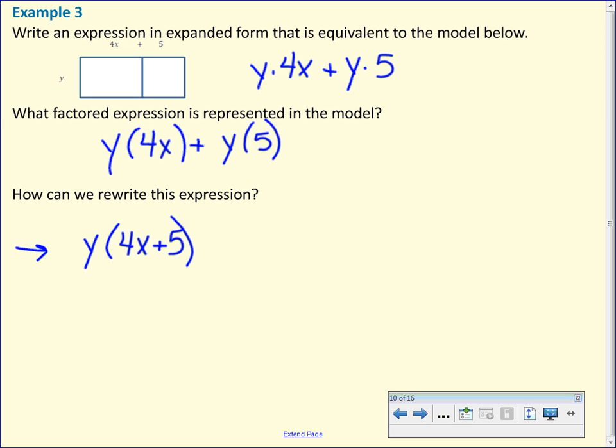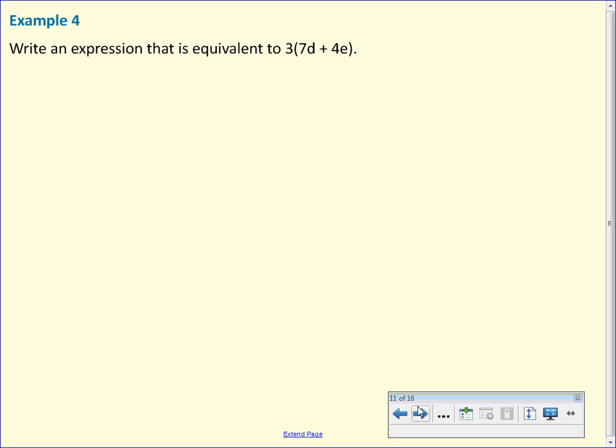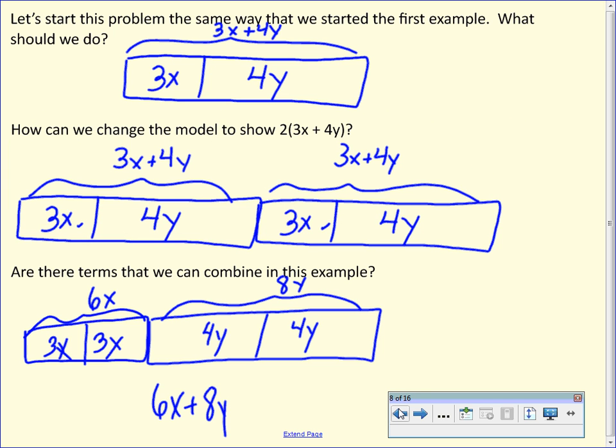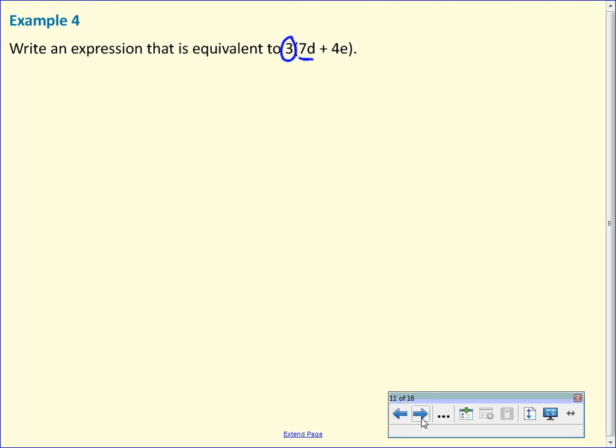Okay? Let's try one without any models. Let's look at example 4. You just told me that I could multiply everything inside the parentheses by that number outside the parentheses. So let's look at the term 7d and multiply it by 3. We multiply the coefficients together. So if I have 3 groups of 7d, how many d's do I have? Just like we did earlier, if I had 2 groups of 3, but now I have 3 groups of 7.